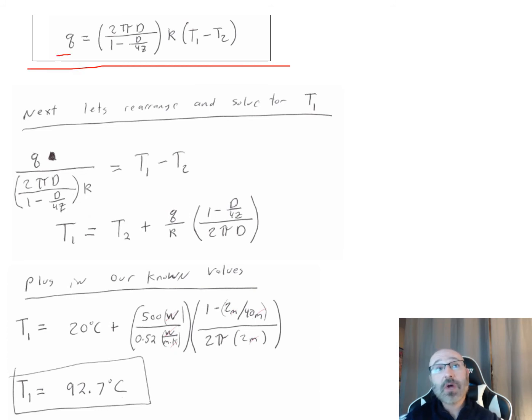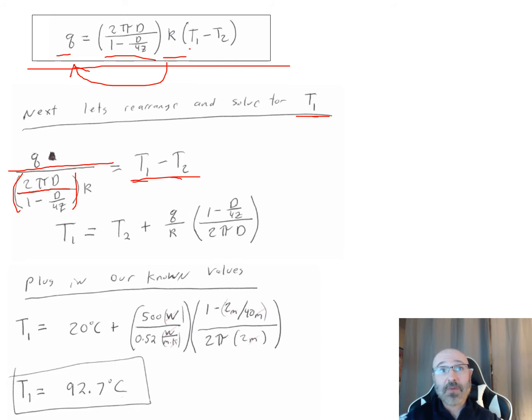What we want to do is rearrange this and solve for our T1, because that's what we're asked to solve for in this problem, the temperature on the outer surface of that sphere. So if we want to solve for that T1, what we do first is take this shape factor and our K value and divide them over on the other side. So now we have Q divided by 2 pi d over 1 minus d over 4z times the K value, and this is equal to our change in temperature, our T1 minus T2.